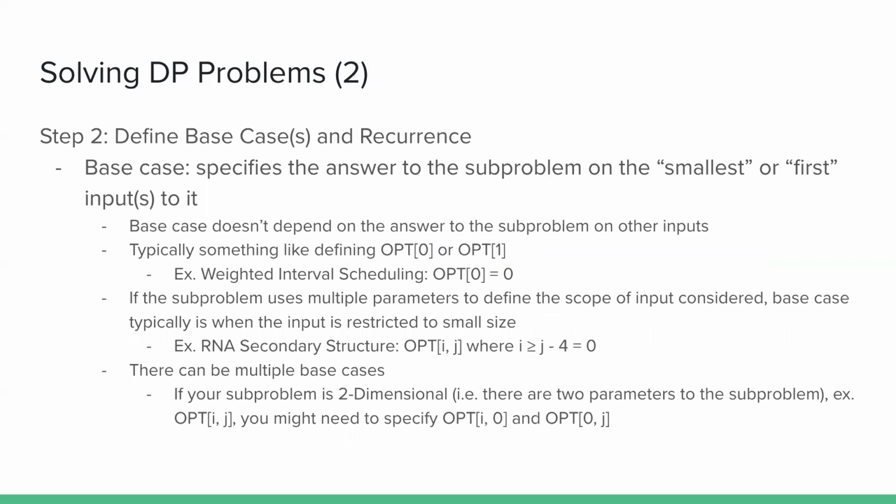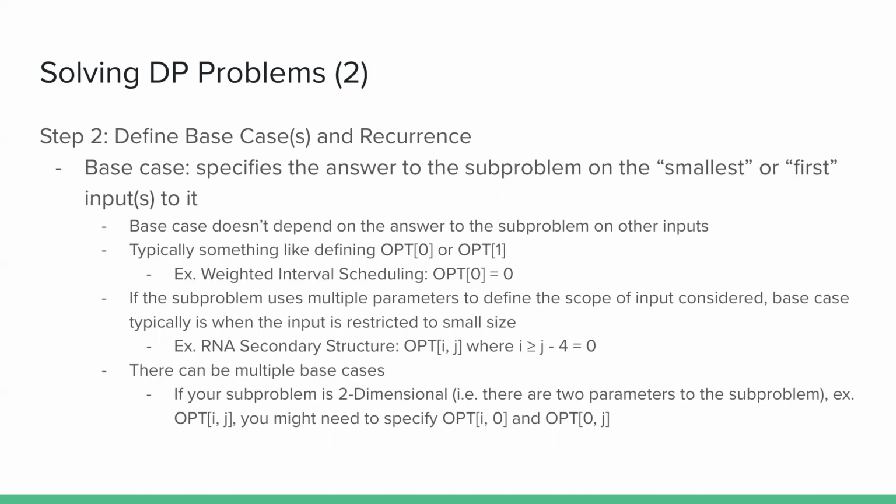Okay. Step 2, define your base case and your recurrences. The same as for any recursive problem that you've ever done, you need to specify some kind of base case. And then you need to make sure that the base case doesn't depend on anything else. It should be the smallest instance of your subproblem. And then the recurrence should follow from the optimal decision that you're making.